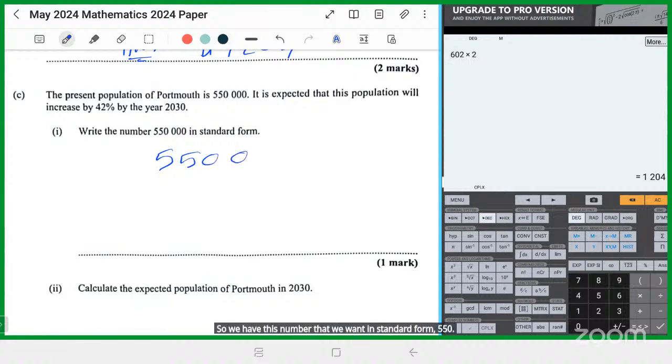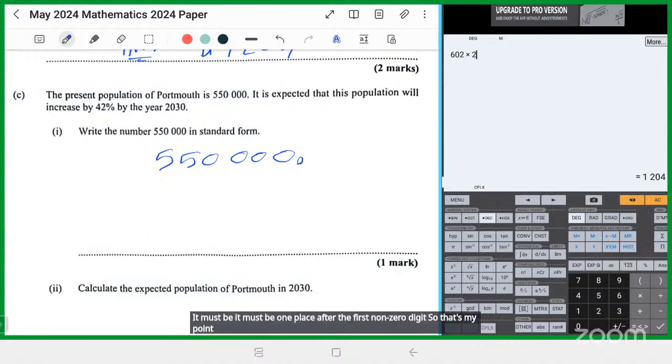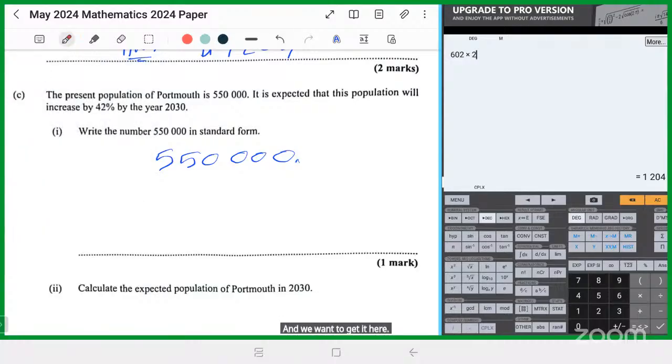550,000. Standard form is when the decimal point is here. We want the decimal point there. It must be one place after the first non-zero digit. So the decimal point originally is at the end. And we want to get it here. So we have to divide by 1, 2, 3, 4, 5. To get it there, we have to divide by 10 to the 5th power.